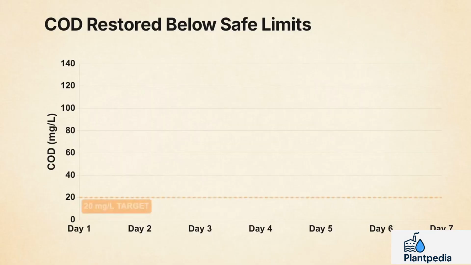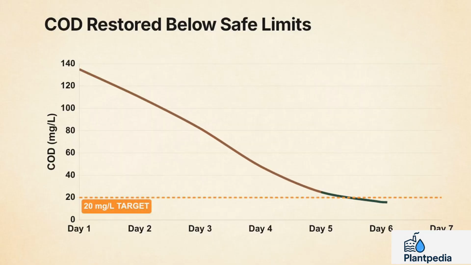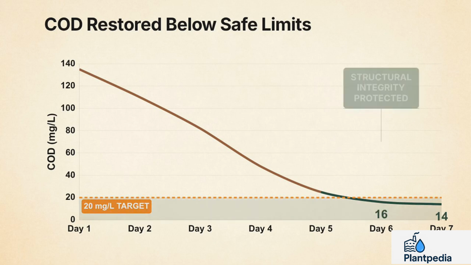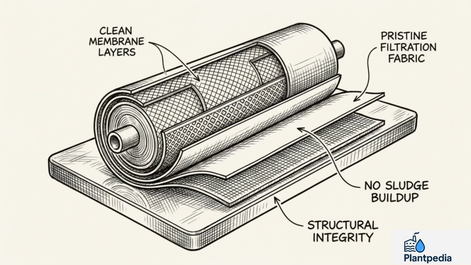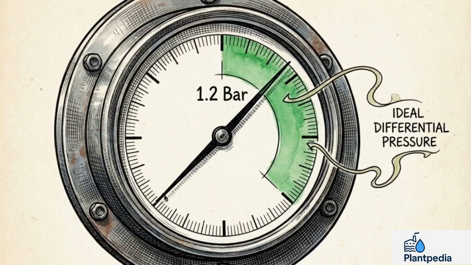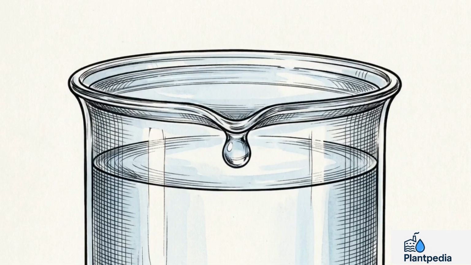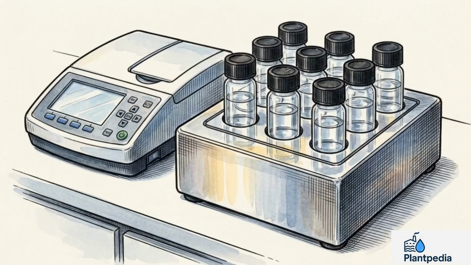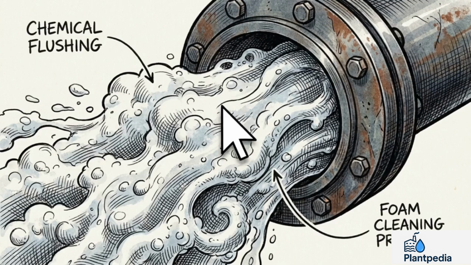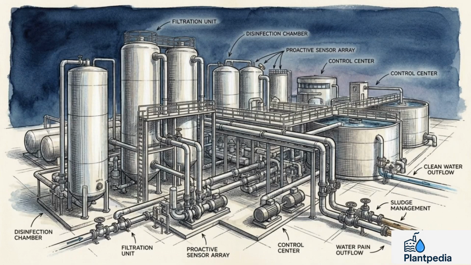The operational payoff is clear. Driving COD back below that 20 milligrams per liter threshold ensures your plant's structural integrity is protected. Your RO membranes stay completely clean, differential pressure holds steady, and your total water production quality remains at peak efficiency. Integrate this closed reflux methodology into your daily laboratory routine. For a deeper breakdown of how to rescue fouled filters, check out our upcoming video on perfecting alkaline CIP procedures. Mastering COD analysis takes the guesswork out of water treatment, elevating you from reactive firefighting to proactive scientific plant control.